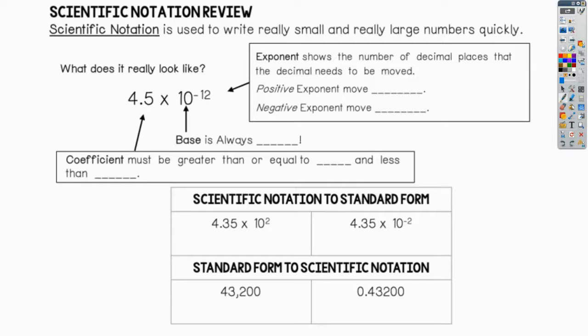Hi everybody. In this video, we're going to go through with our next topic on comparing and ordering. Before that, let's quickly just remember what we learned about scientific notation. Scientific notation is used to write really small and really large numbers quickly. But what does it really look like?